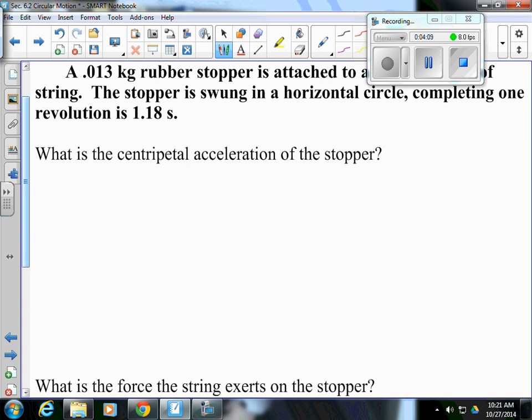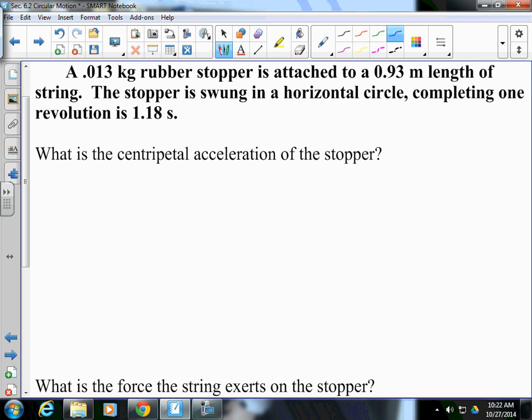Number 1, all right, a 0.013 kilogram rubber stopper is attached to a 0.93 meter length of string. The stopper is swung in a horizontal circle, completing 1 revolution in 1.18 seconds. What is the centripetal acceleration of the stopper? Question 1. And question 2, what is the force the string exerts on the stopper?